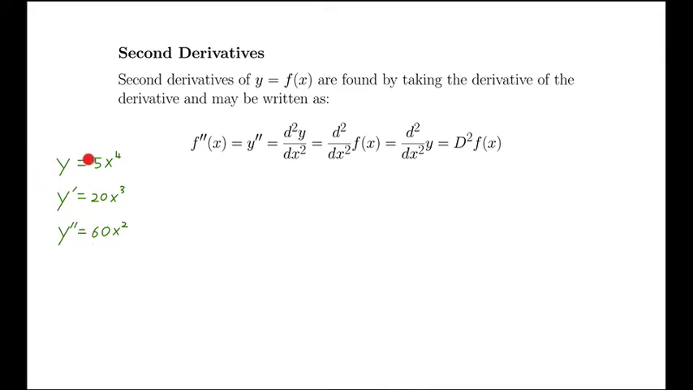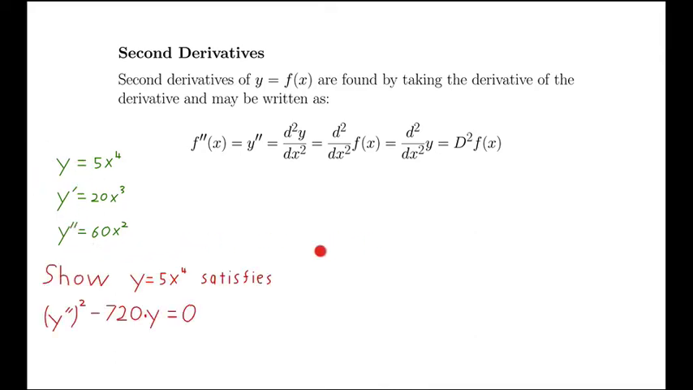One use of this prime notation, y prime and y double prime, is in differential equations. Here's a differential equation. It's just an equation with derivatives in it. It's y double prime squared minus 720 times y is equal to 0. Later on, if you take differential equations, you might be asked to solve a differential equation like this.